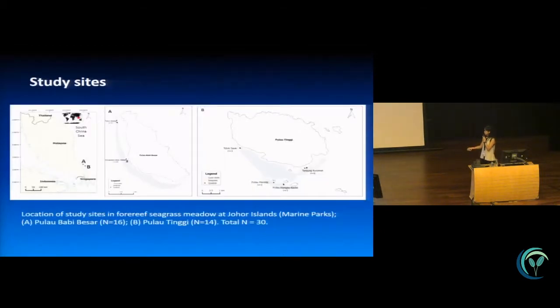This is the study site. Back to the Johor area here, you are in Singapore here. And the two islands I'm particularly looking into are our study sites. Maybe you can't see clearly here, but this is the fringing reef, the light brownish area, and the deeper gray is the forereef seagrass. At Pulau Tinggi also, we have fringing reefs here, and they have even more extensive forereef seagrass.